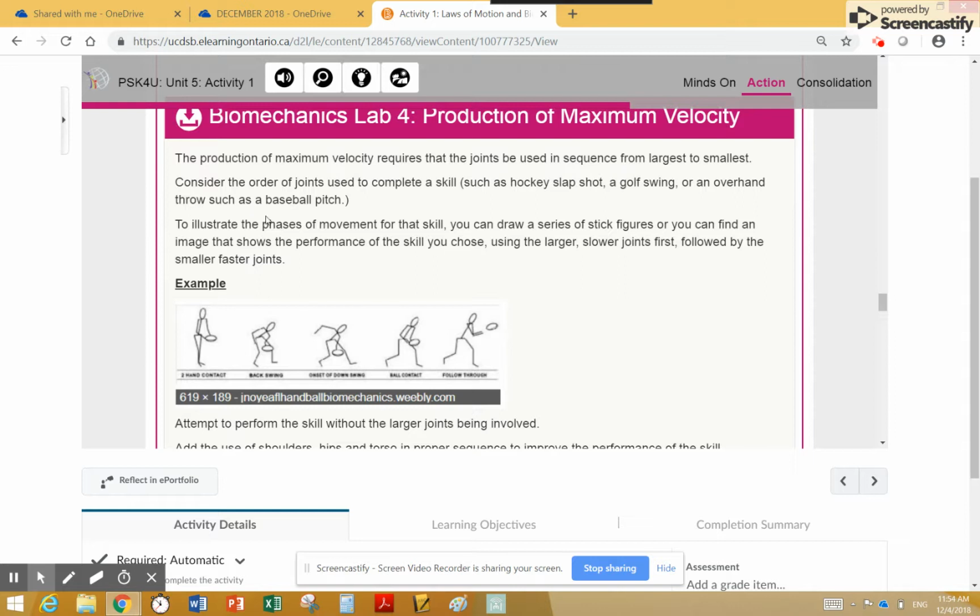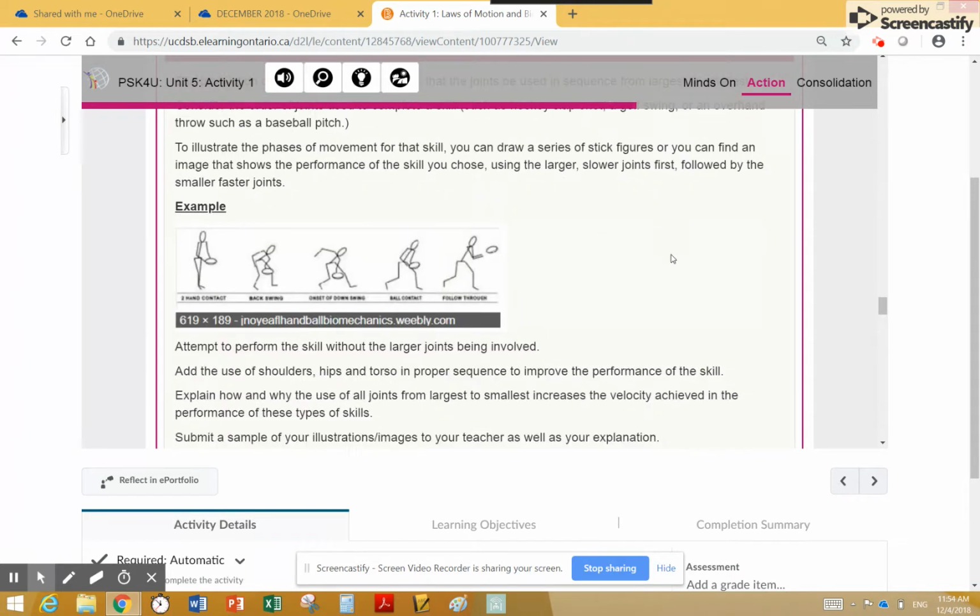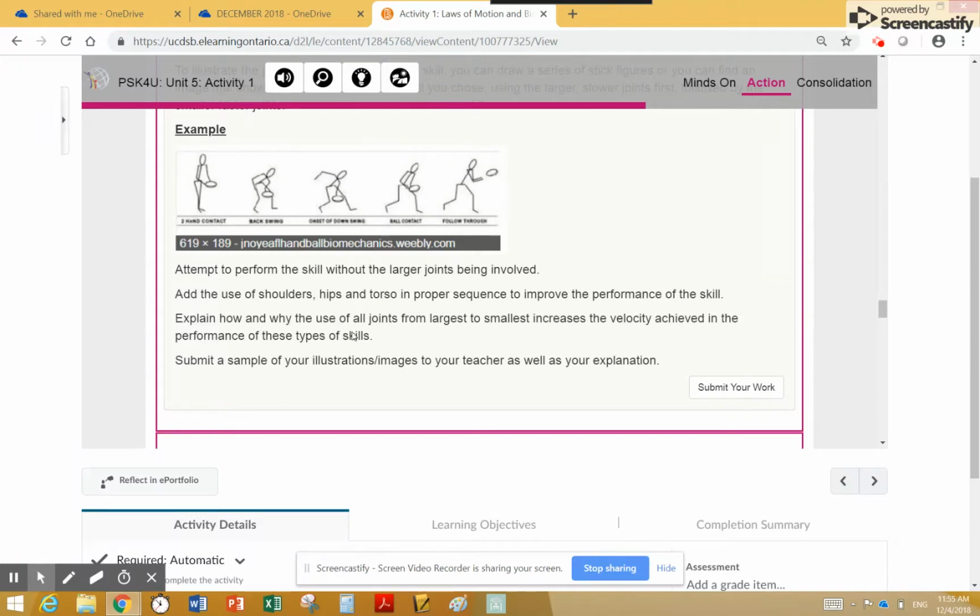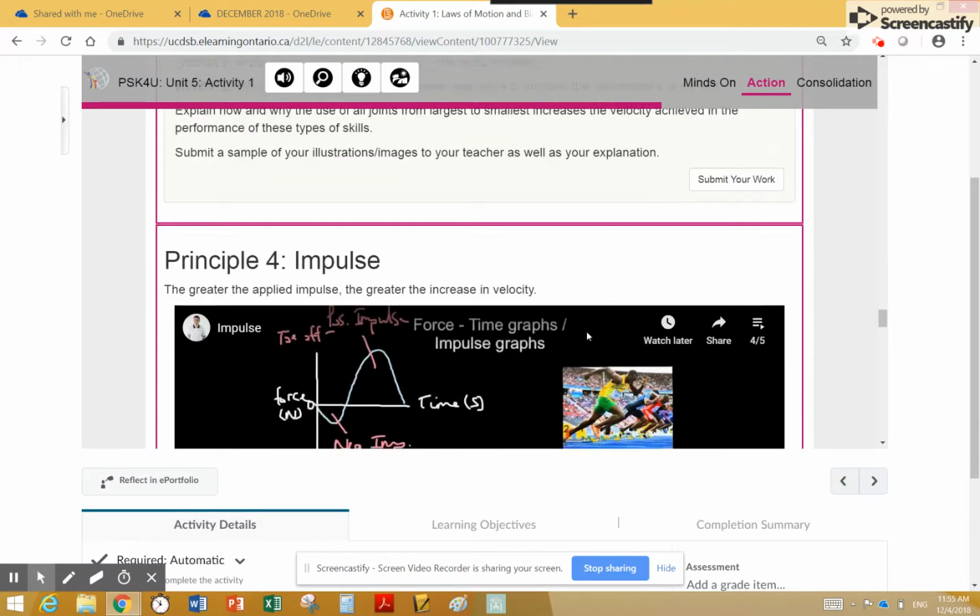So in this case, you're going to be able to pick any movement that you wish to choose from, and then consider the different joints that are being used to complete that skill, and then find an illustration that shows the different phases of movement for that joint being involved, and then continue through with what's being asked right here.